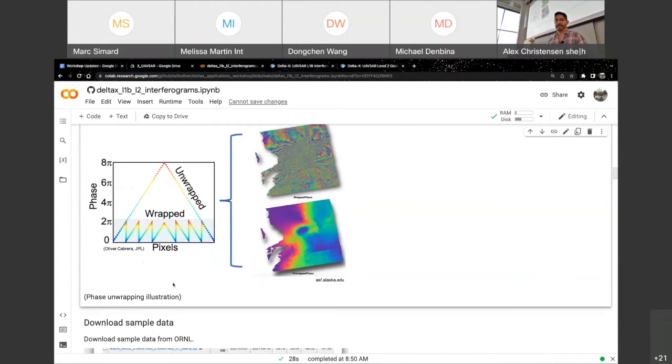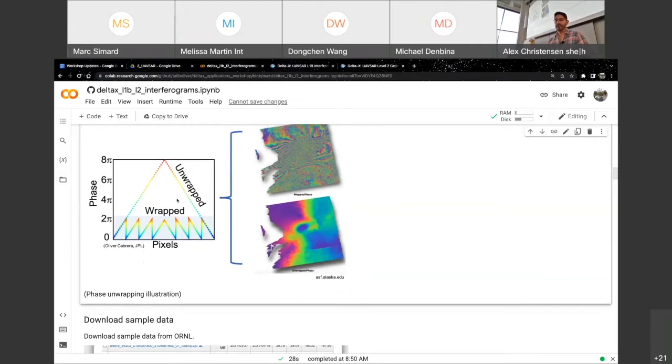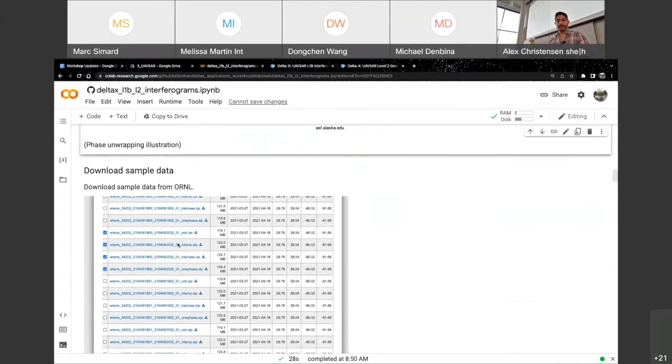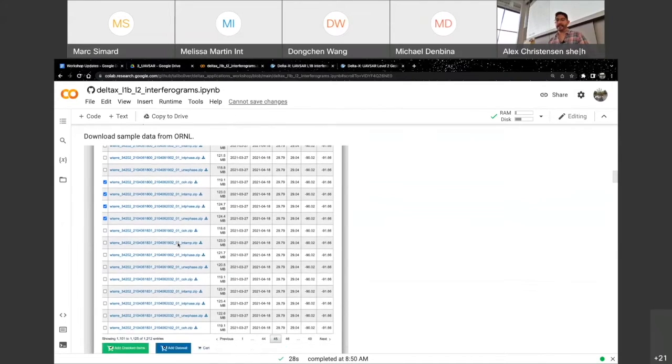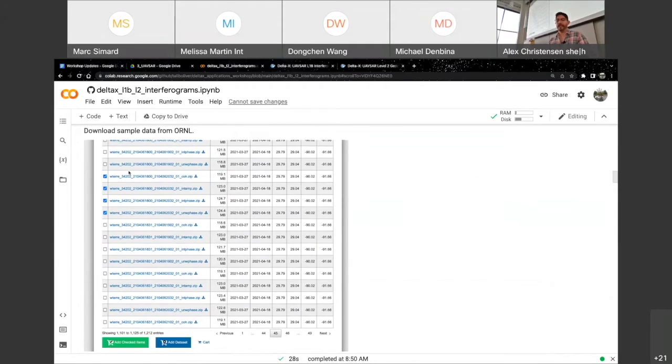So, but yeah, don't dwell too much on it. It's just part of what it made possible, the measurement that we show previously. And then again, how to download the data. We go to the link in ORNL. We can search also on the search bar. In this case, we can download an interferogram that corresponds to the data set that I showed before.